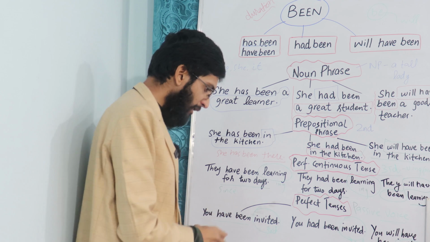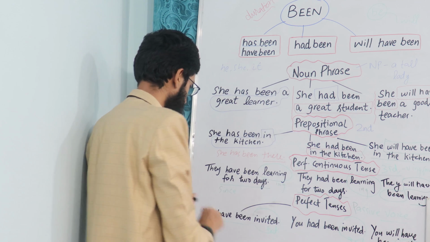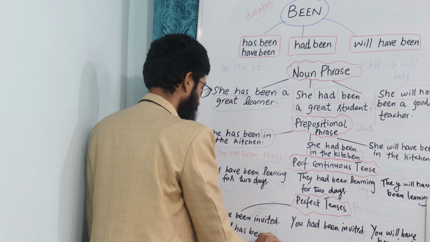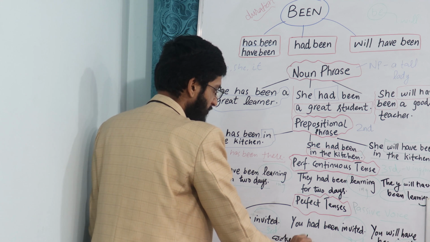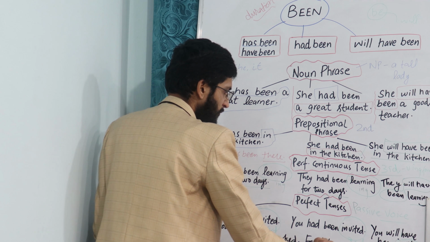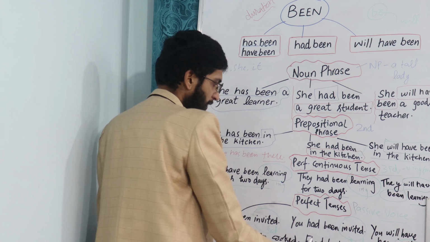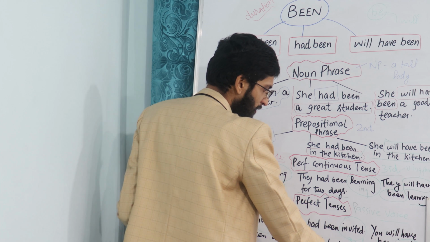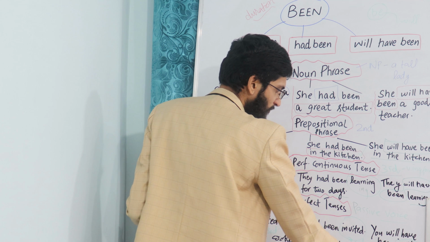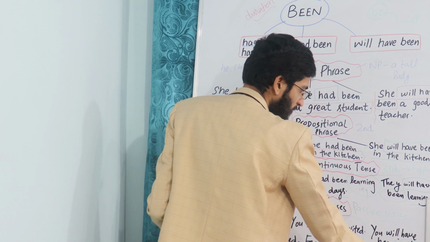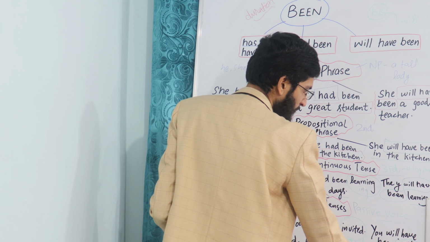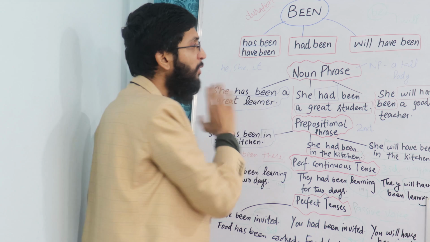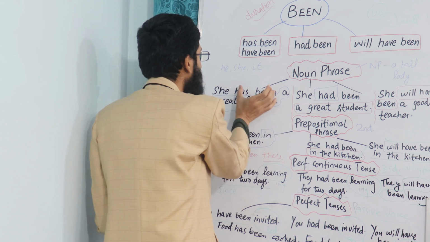For example, let me write another example. Food has been cooked. This might be an easier example. For past, you can use the food, some food. Here there is a short space, that's why I have eliminated a few determiners. Food had been cooked, and for future, food will have been cooked. So one common thing we have learned here, has been, had been, and will have been, they are not changing their place. They are coming in between, in the middle.